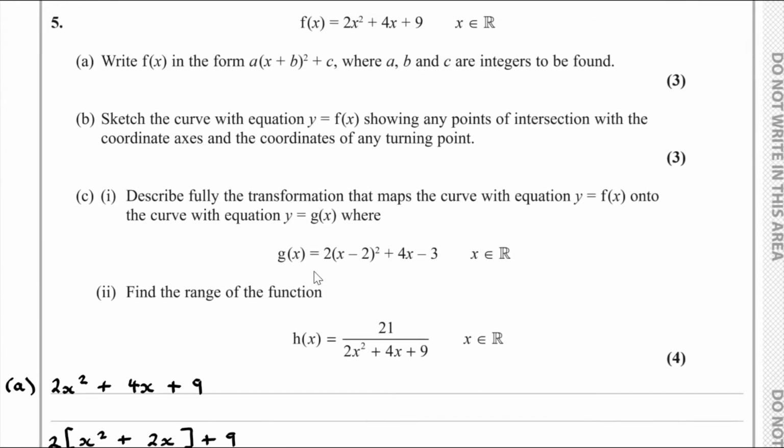Now for part C, for the first part, we have to describe fully the transformation that maps the curve with equation y equals f of x onto the curve with equation y equals g of x, where g of x is equal to 2 lots of x minus 2 all squared plus 4x minus 3, where x is a real number.